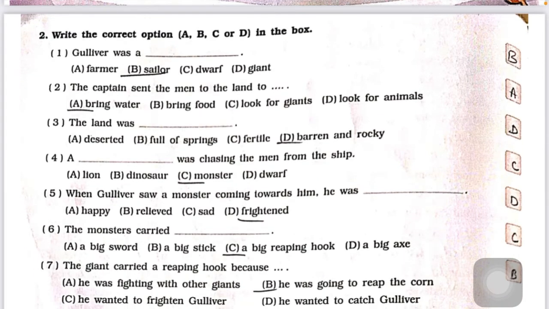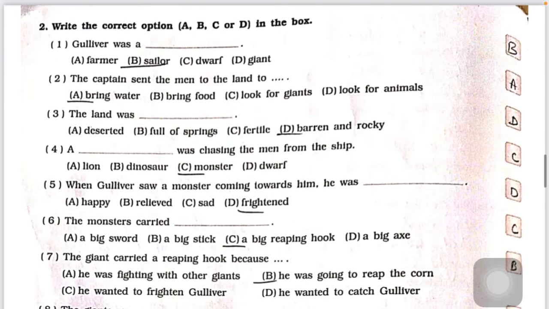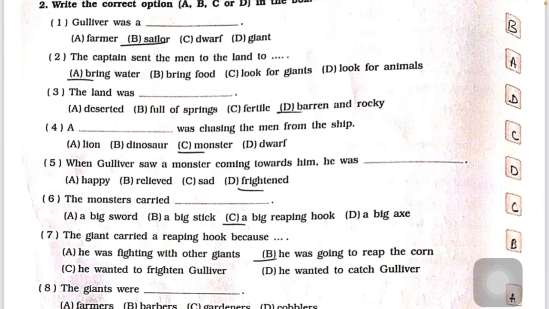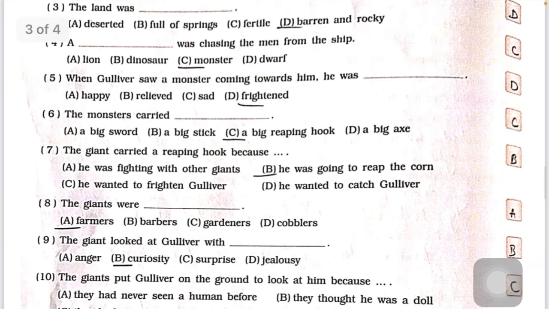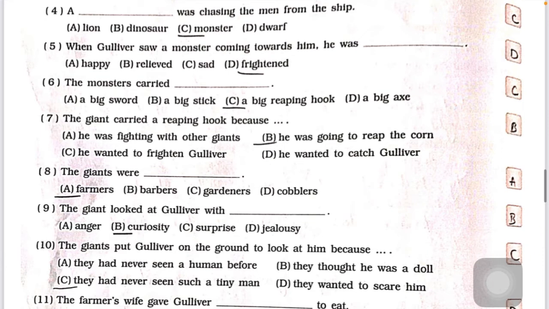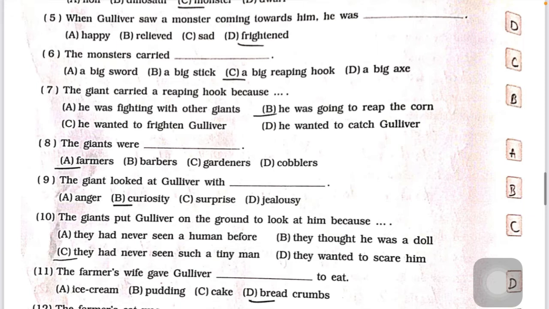Now question number 2, write the correct option in the box. So Gulliver was a sailor. The captain sent the man to the land to bring water. The land was totally barren and rocky. Option number D. The monster was chasing the man from the sea. Now when Gulliver saw a monster coming toward him, he was frightened. The monster carried a big reaping hook.